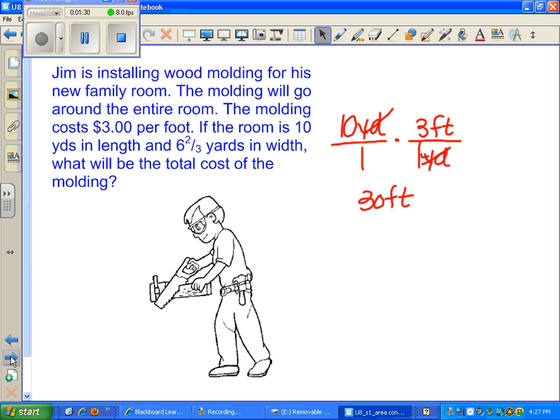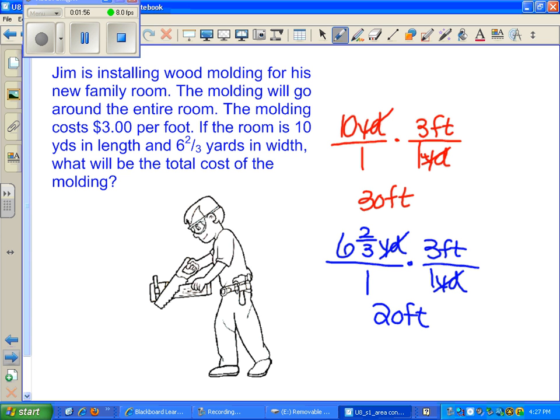Now I'm going to take that 6 and 2/3 yards, and I'm going to convert that to feet with the same conversion. I know 3 feet is the same as 1 yard, so yards cancel, and I'm going to take 6 and 2/3 times 3, and I end up with 20 feet. So the dimensions of this room are 30 feet by 20 feet.